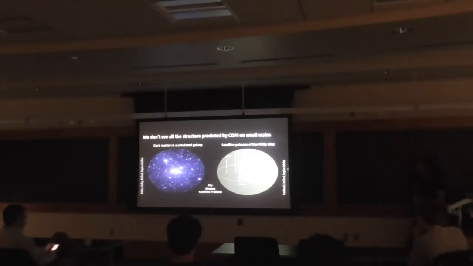This was called the missing satellites problem, and it was some tension between the CDM model that looks like it doesn't really work on small scales. And of course, people then studied this and tried to find the middle ground, coming from both sides.